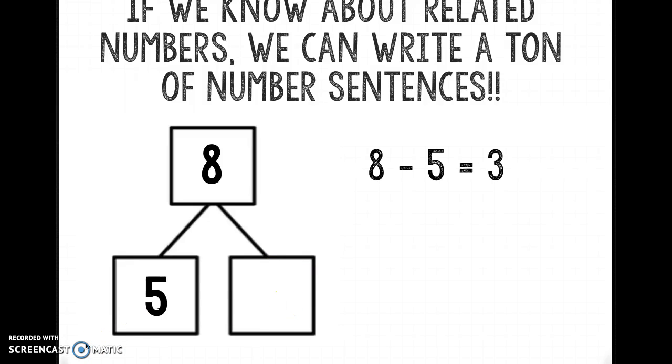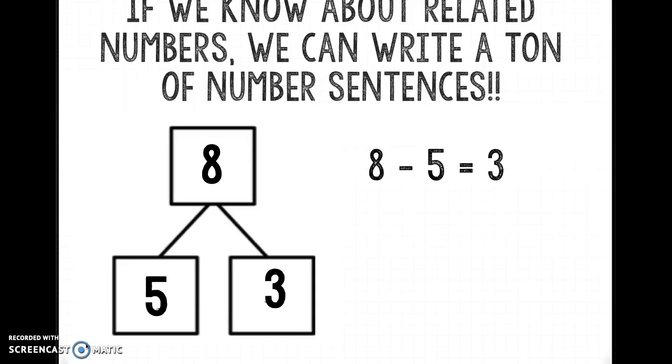I might draw a picture to figure this out. I might use my magic counting sticks. For me, I'm going to count back 5 starting at 8. 8, 7, 6, 5, 4, 3. That's how I found my answer. I'm going to fill in my number bond.